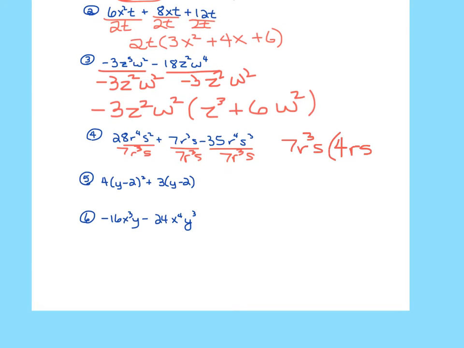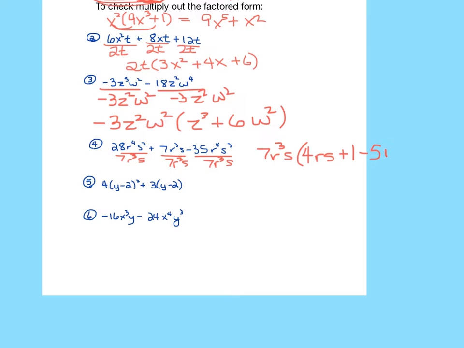And then here it's identical, so I need to show that it's plus 1. And then the last term, negative 35 divided by 7 is 5. I'm going to subtract the r exponents and subtract the s exponents. That's the final answer there. Pretty good on that? All right, number 5.